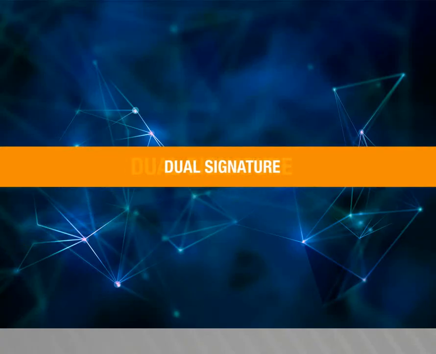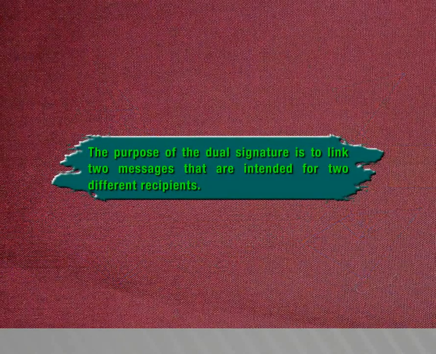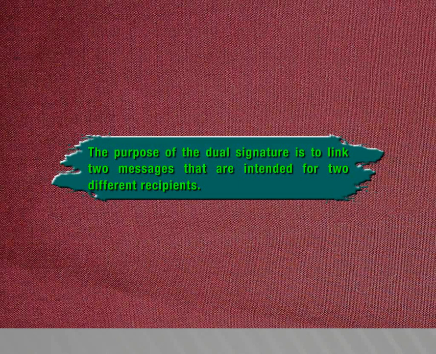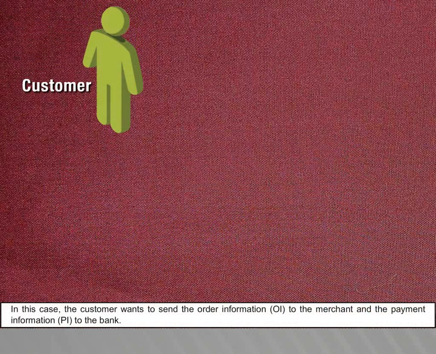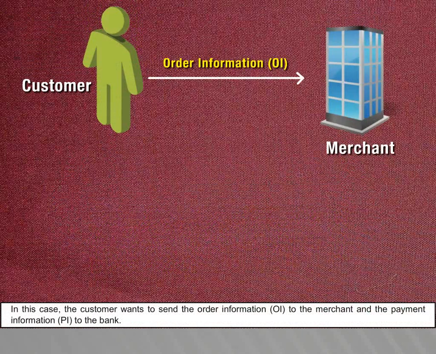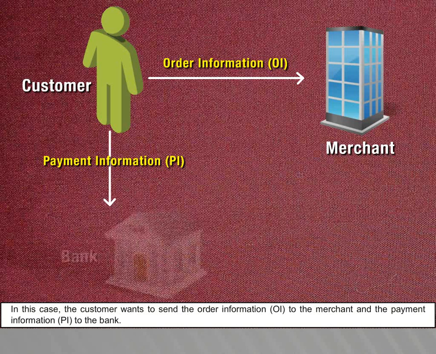Dual signature. Now we are going to learn about dual signature. The purpose of the dual signature is to link two messages that are intended for two different recipients. In this case, the customer wants to send the order information OI to the merchant and the payment information PI to the bank.